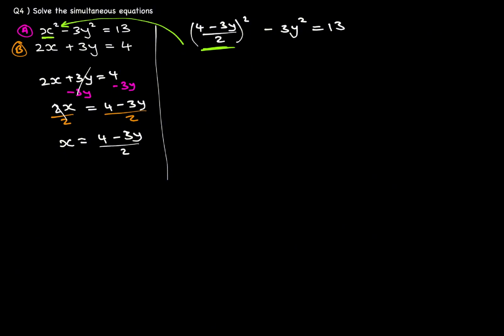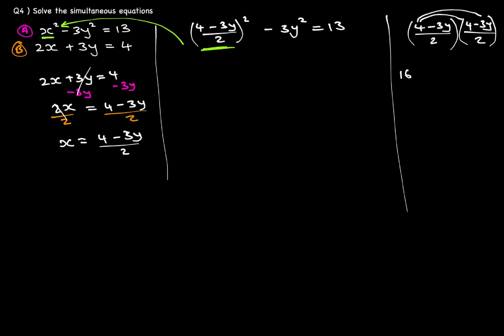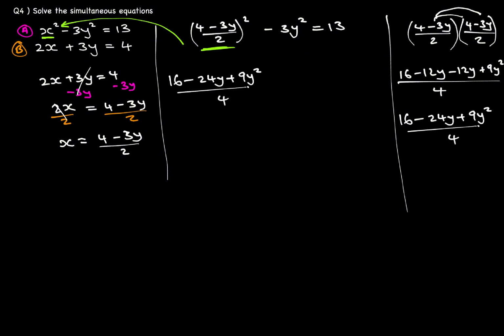Now, 4 minus 3y over 2 all squared is simply a fraction multiplied by itself. Multiply the numerator by the numerator and the denominator by the denominator. So if I do 4 times 4, which is 16, 4 times negative 3y, which is negative 12y, and then if I do negative 3y times 4, which is again negative 12y, and then negative 3y times negative 3y is positive 9y squared, over 2 times 2, which is 4. Tidy this up, and I'm going to have 16 minus 24y plus 9y squared all over 4. I've just brought that over to the middle.